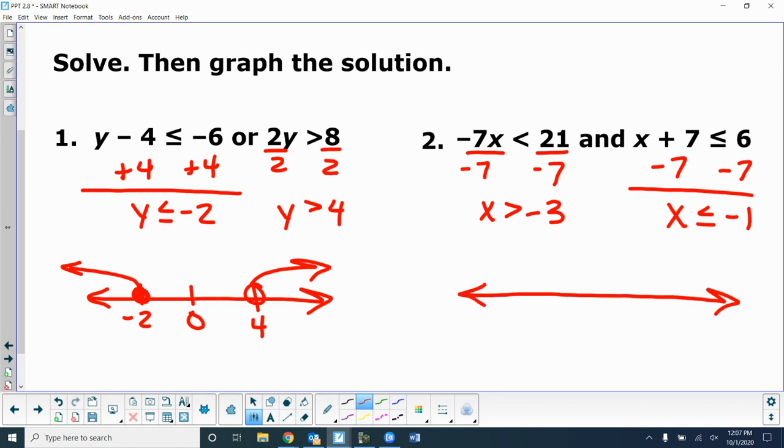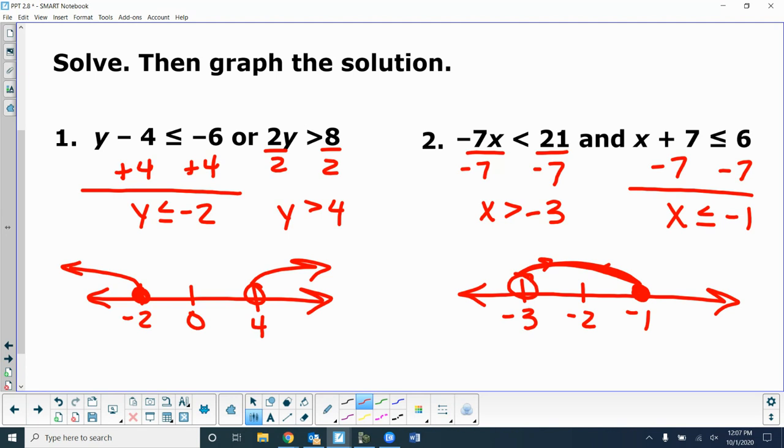So -3 here, and then -2, and then -1. So we have, it's open, why? Because it's not equal to, and this is closed, because it is equal to, right? Greater than -3 would be this way, less than -1 is this way, so they end up going towards each other. So that's the graph of that one.